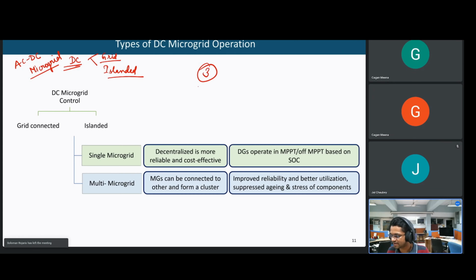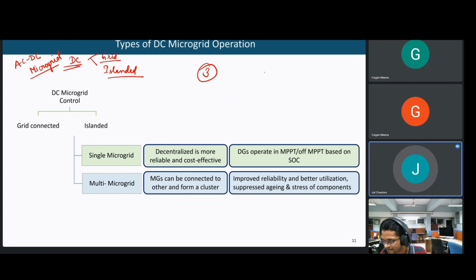Jay, do you remember? Distributed, no? The third one is to be distributed. No, we have these three modes. We have these three modes, right?